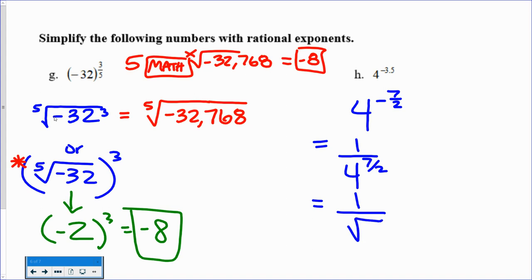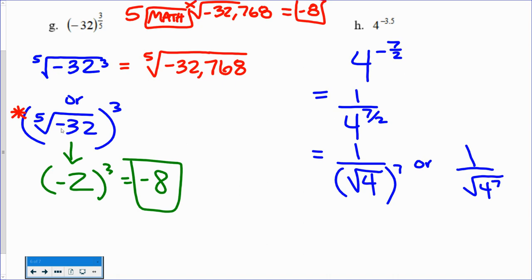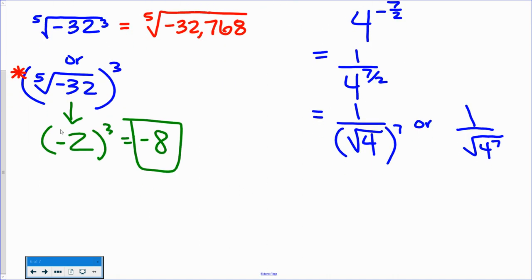So then I've got the square root of 4. You can then raise it to the 7th, or the square root of 4 to the 7th power. Once again, your choice. This is the method I like because I'm taking the square root of 4, just 2, and then I'm raising it to the 7th power. So 1 over 128.